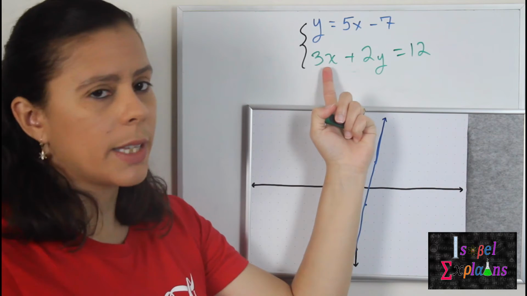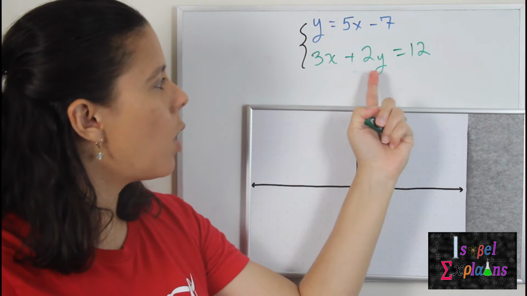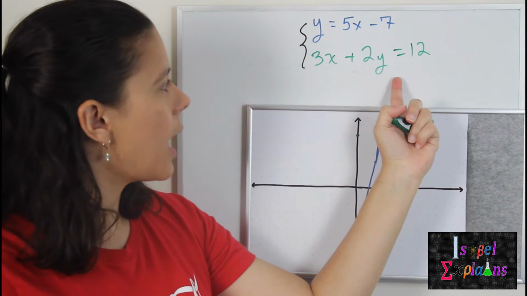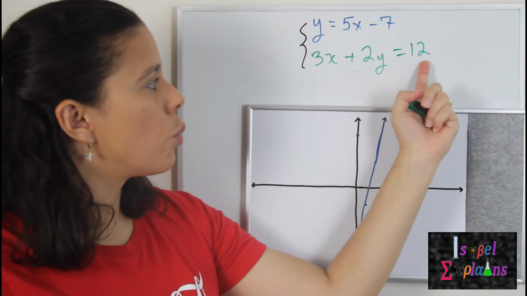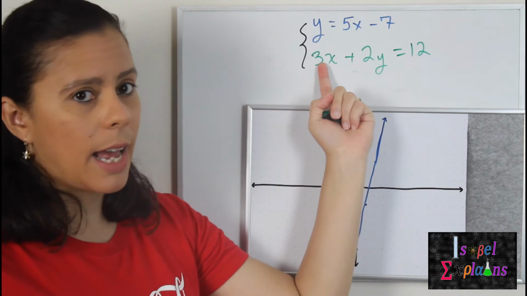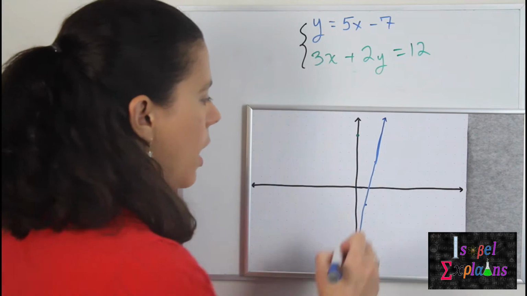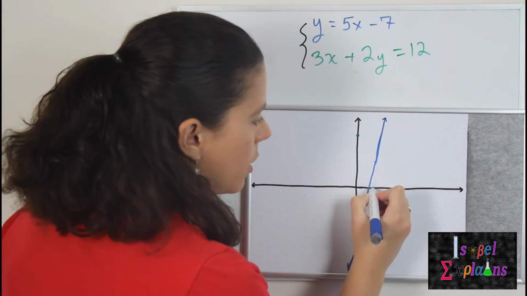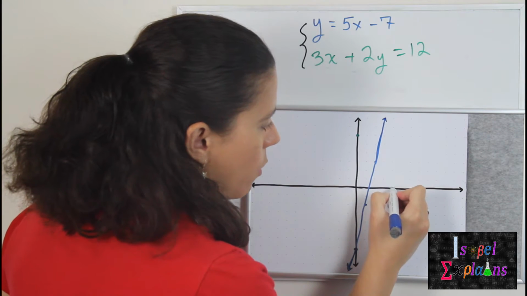So in order for me to find the x-intercept, the y has to be 0. So if this is 0, the whole thing cancels out. 3x equals 12. That means that the x is going to have to be equal to 4. So I'm just going to write it right here. So 1, 2, 3, 4.